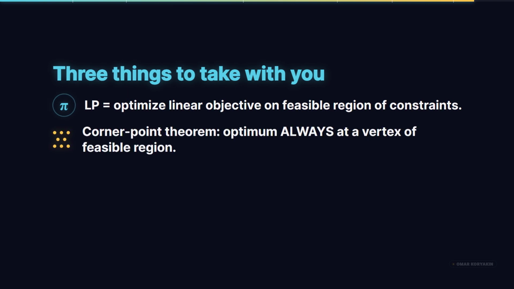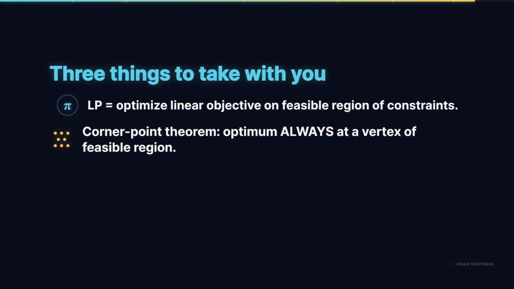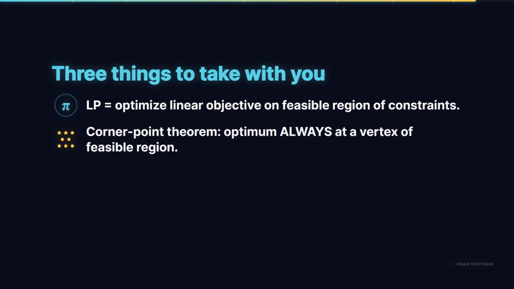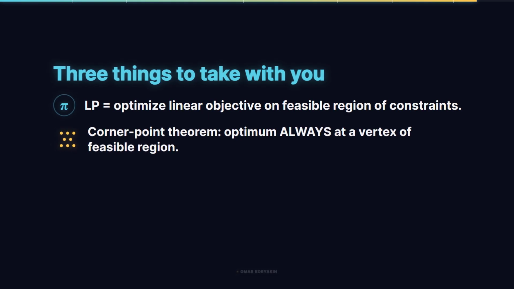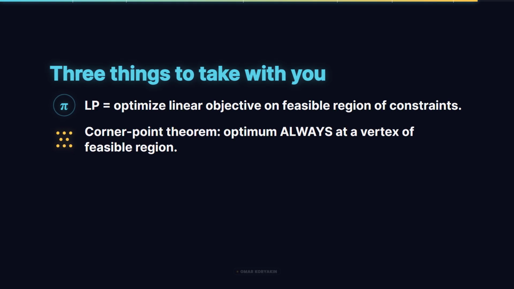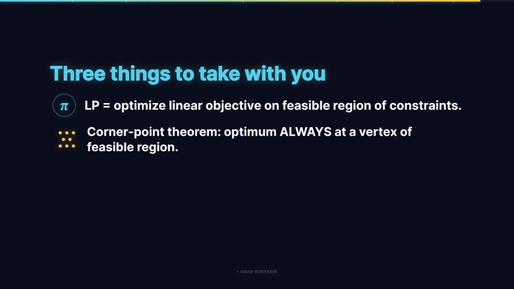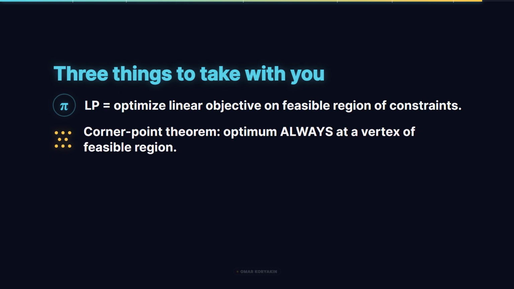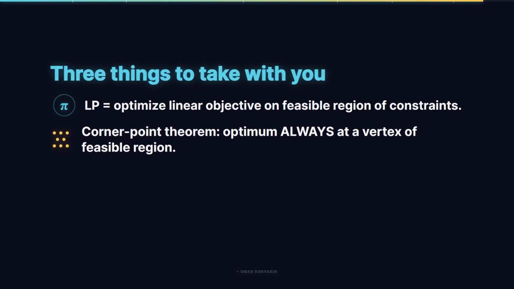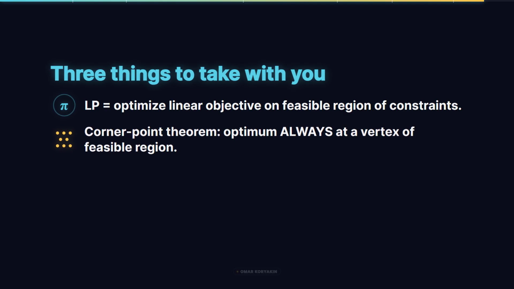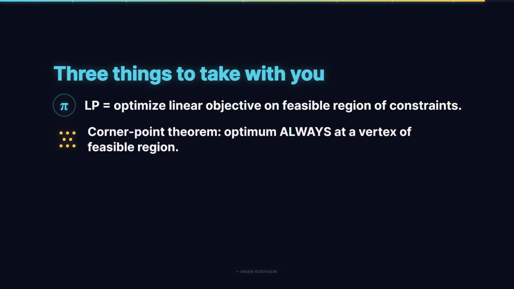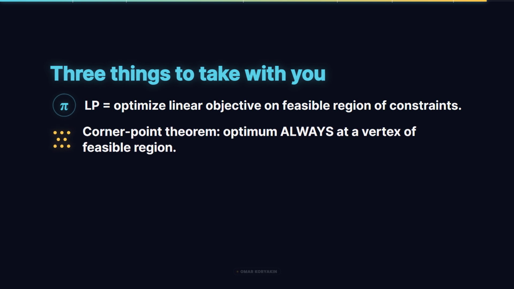Second, the corner point theorem of linear programming says that the optimum of a linear objective over a polygonal feasible region always occurs at one of the corner points or vertices. The theorem reduces the optimization from a continuous search over the entire region to a finite evaluation at the corners, which is what makes linear programming computationally tractable. The simplex algorithm in industrial LP software is essentially a systematic corner walking procedure built on this theorem.